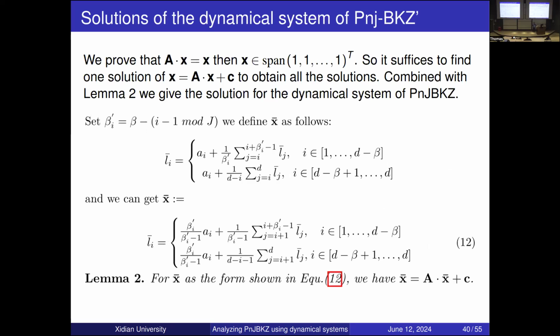After we got the form of the dynamic system of PNG-BKZ, we can give the solution of this dynamic system. We can prove that vector x belongs to this space if it satisfies the following relationship, and it is sufficient to find one solution of this equation to obtain all the solutions. Combined with lemma 2, we can give the solution of the dynamic system of PNG-BKZ, just this x bar represented by equation 12.